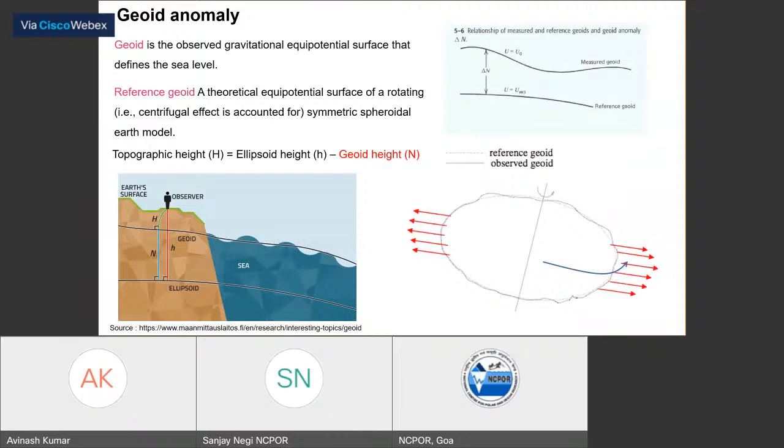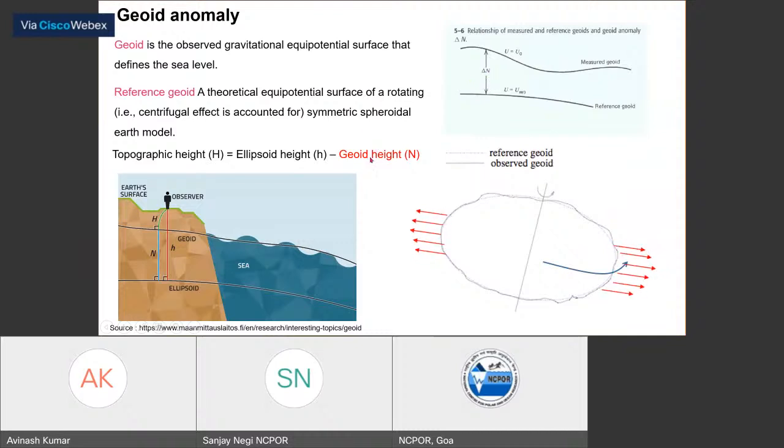The geoid is basically the observed gravitational equipotential surface that defines the sea level. Now, the reference geoid model is assumed to be an ellipsoid, or oblate spheroid. This is termed a reference geoid, which is a theoretical estimation of the equipotential surface of a rotating symmetrical spheroid Earth model. The difference between the geoid surface, which is an observed gravitational equipotential surface, and the reference geoid gives you the estimate of the geoid height, and that's how we define the geoid height.